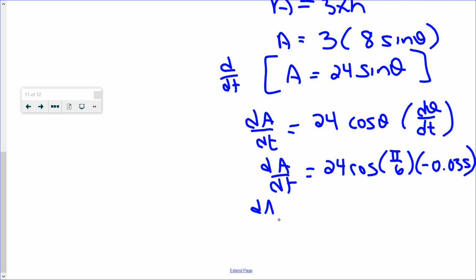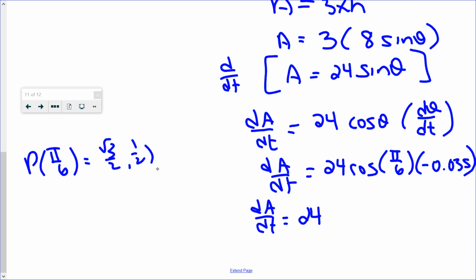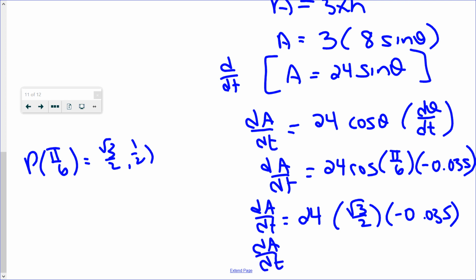Okay, so dA by dt is equal to 24 times cos of pi over 6. Pi over 6 is a nice point on the unit circle. The point on the unit circle for pi over 6 has cosine root 3 over 2. So cosine is root 3 over 2 times negative 0.035. Okay, so dA by dt is equal to, well, 24 divided by 2 is 12. So I'm going to have 12 root 3 multiplied by this number here.